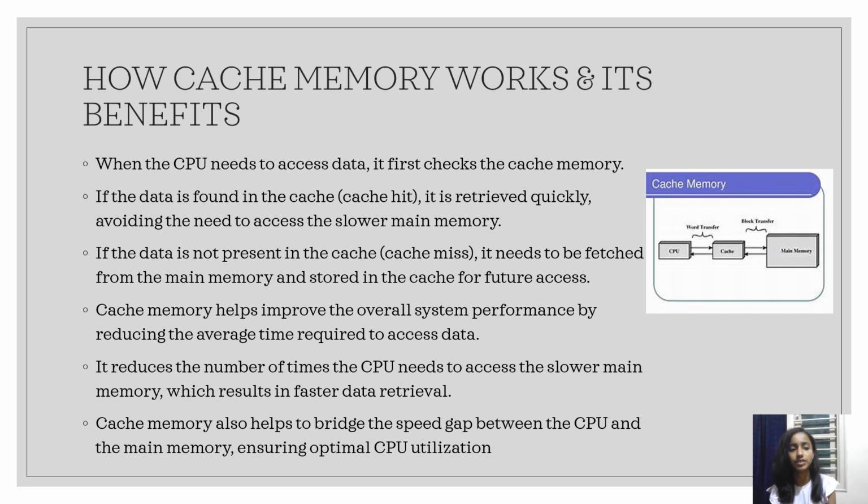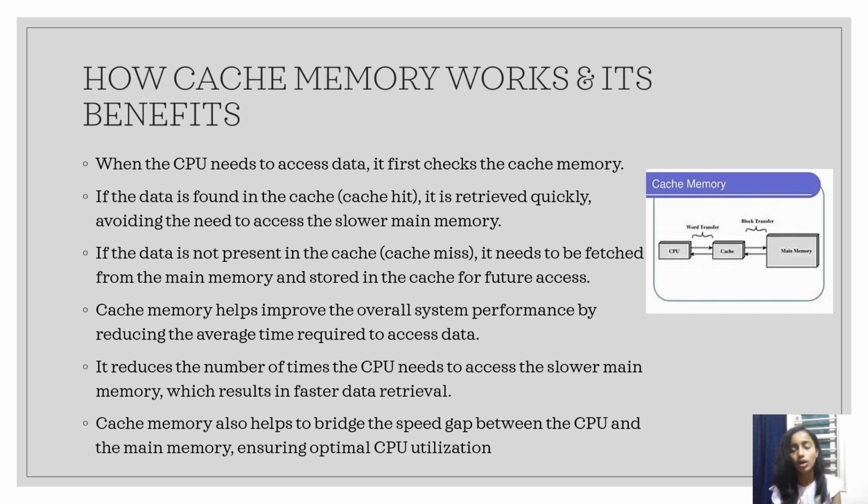What are its benefits? Improved performance, reduced latency, cost efficiency, enhanced user experience, and scalability. Improved performance. Cache memory significantly reduces the time needed to access data, resulting in faster processing speeds. Reduced latency. By storing data closer to the CPU, cache memory minimizes the latency associated with accessing data from the main memory.